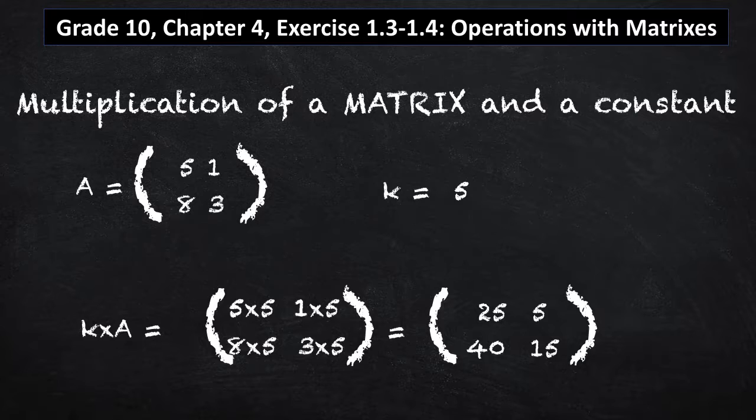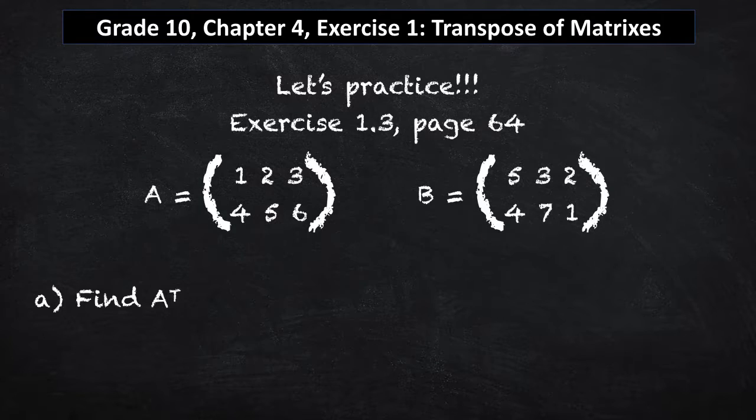Now we have seen all the operations, so we can practice a little bit, and we practice with the exercise 1.3 at page 64. So in this exercise we have two matrices, A and B. These two matrices are 2 by 3 matrices, which means that they have 2 rows and 3 columns. And we have to do different operations. So the first question is find the transpose of the matrix A.